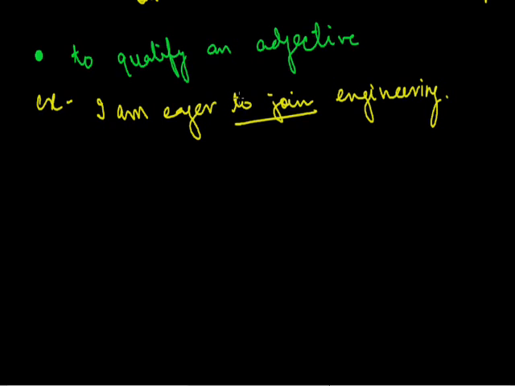So, today we have learnt infinitives. Infinitives are of two kinds, infinitive with 'to' and infinitive without 'to', and their usage. We have learnt these two kinds of infinitives.